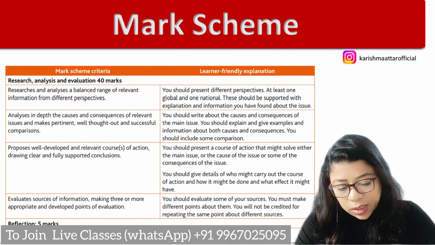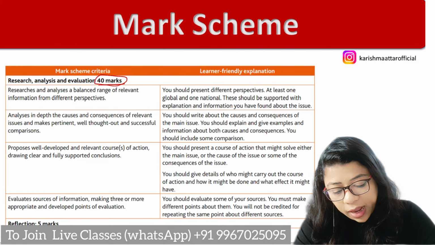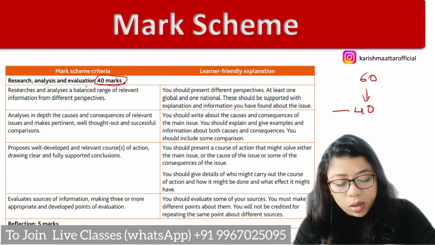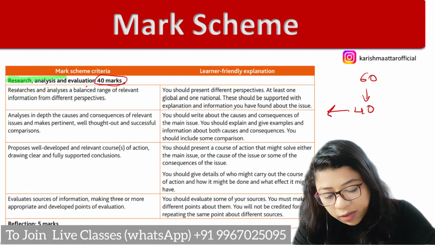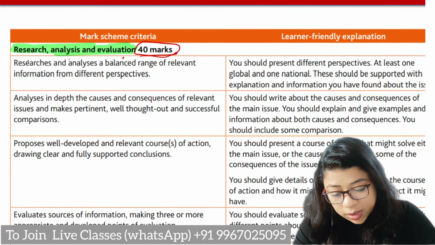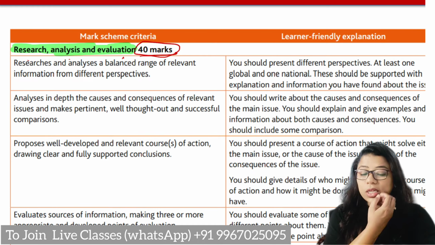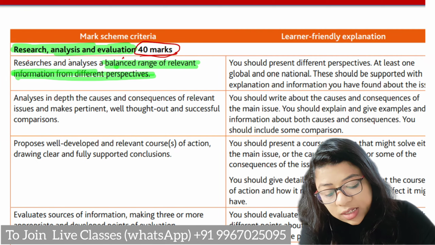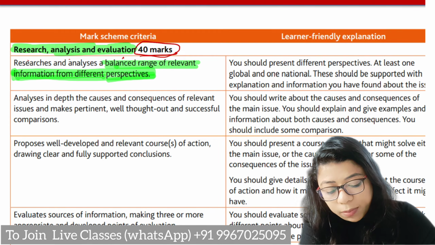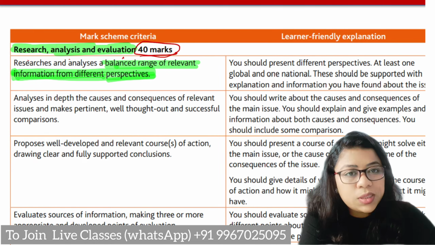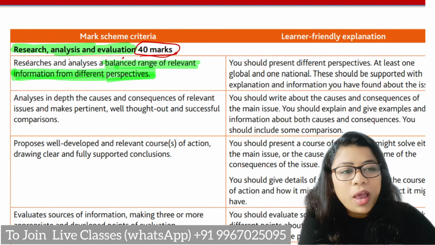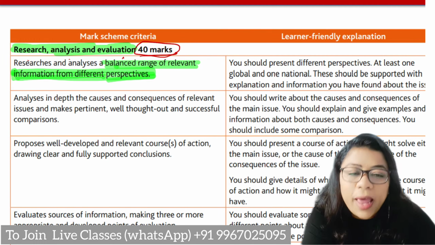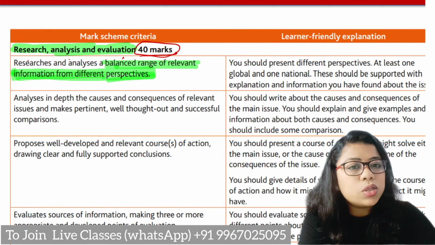Now moving on to the next part, that's your mark scheme. 40 marks, as you can see on my screen, are allocated for research, analysis and evaluation. Understand, out of 60 marks, 40 marks are allocated over here. So this part is of utmost importance. Research and analysis: students should be researching and analyzing a balanced range of relevant information from different perspectives, and that is the reason I always tell my students to choose topics which map with their chosen subjects for IGCSE. If you are already studying that subject, you will by default have a lot of knowledge about it, and you can do critical analysis and thinking, which will help you write a better individual report. So it is all linked together.